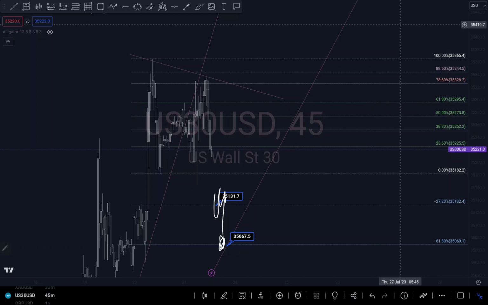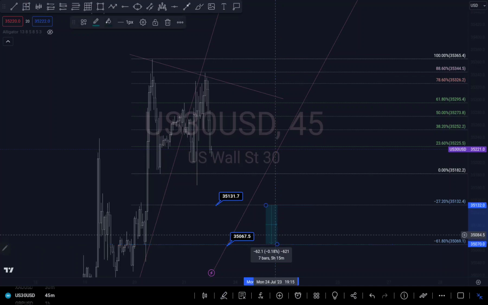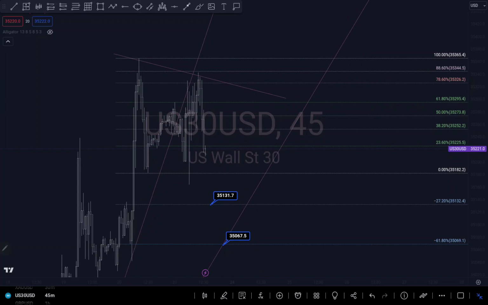You can see that even just from here to here is a good amount of points, about 62, which is really good. So that's just a quick top-down analysis on US30, guys.